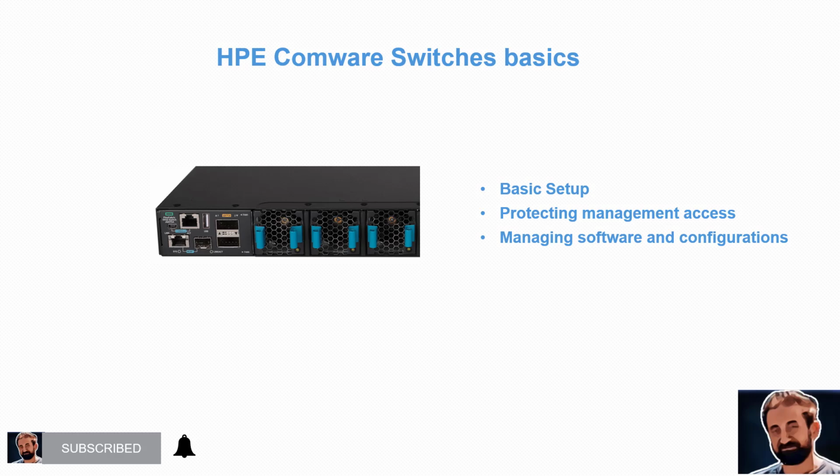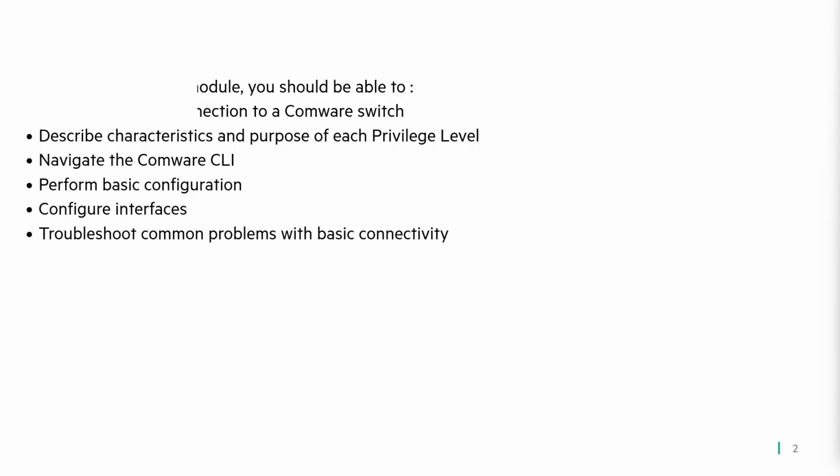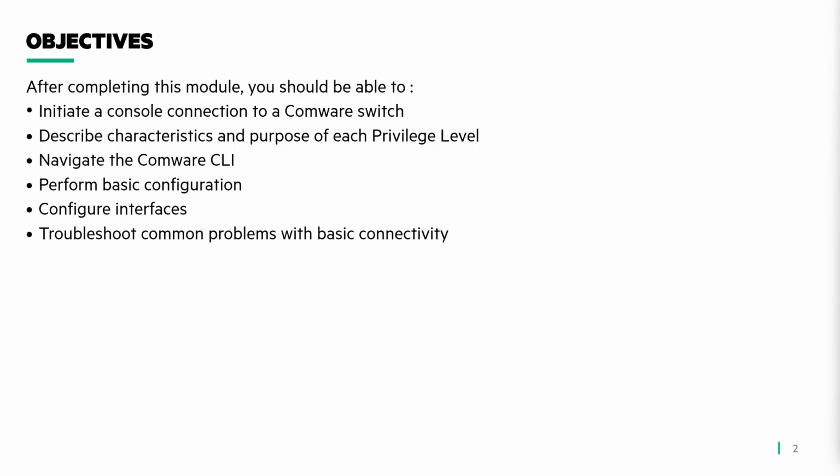Let's have a look. Basic setup. The objectives of this module is to look into the console, how to connect to the Comware devices, which are HPE devices, and describe the characteristics and purpose of each privilege level. They work a little bit different. They work in views, and so if you do come from different backgrounds, that looks a little bit different. We'll navigate through the CLI command, some basic configuration, some interface config, troubleshoot common issues, and basic connectivity.